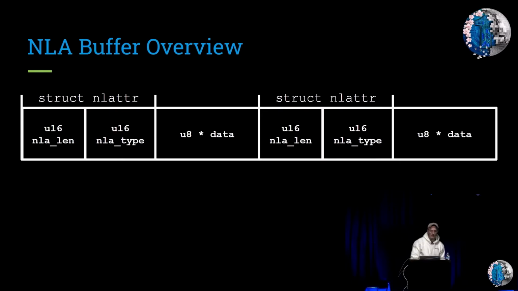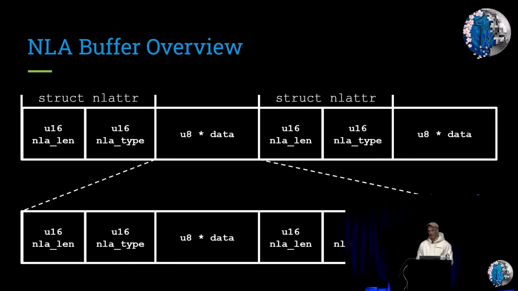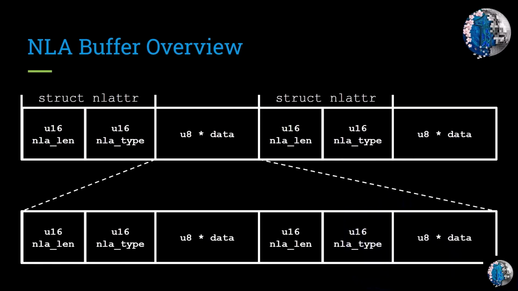The neat thing about this, though, is that you can certainly do this, but you can also do this, which is inside of the data for the first one, you can nest in another NLA buffer inside the data. So you can do this weird inception-level thing where you've got nested buffers inside of nested buffers inside of nested buffers, and you can only imagine the hell that this wreaks.